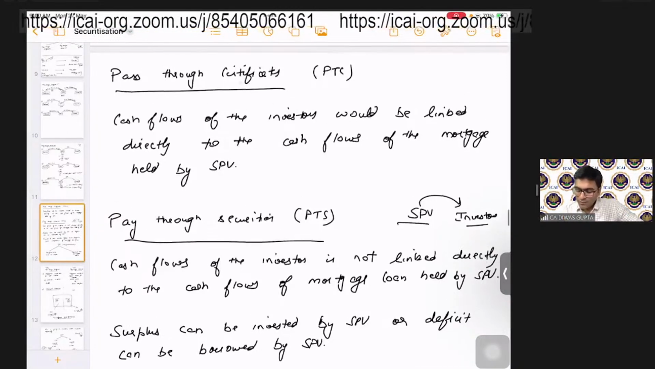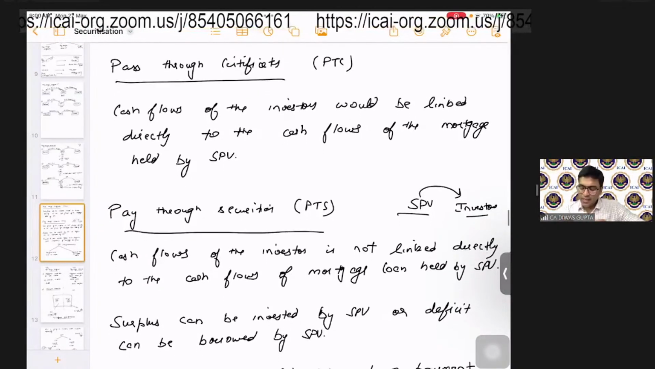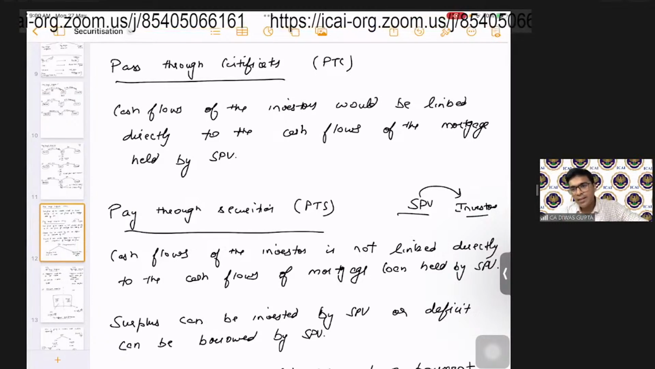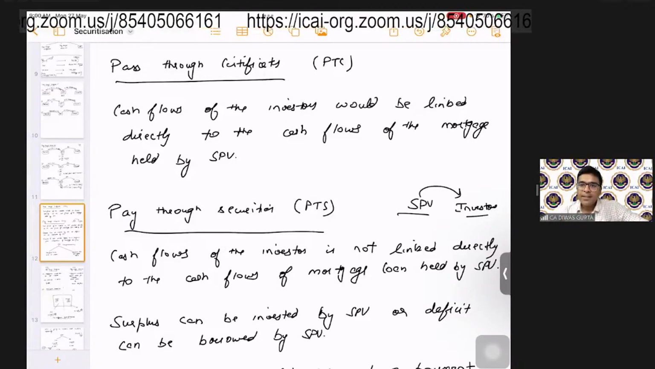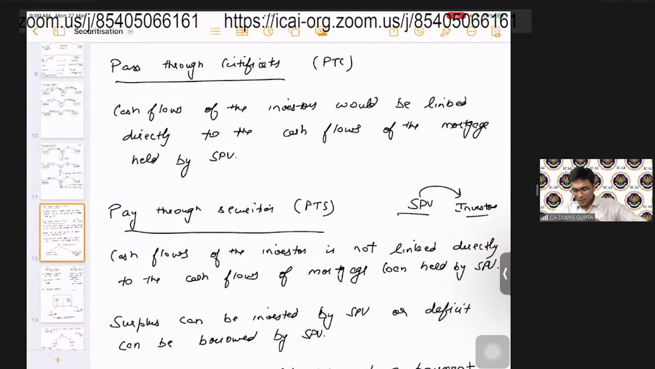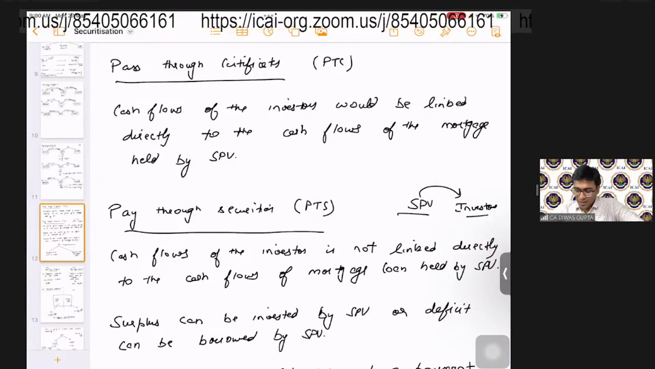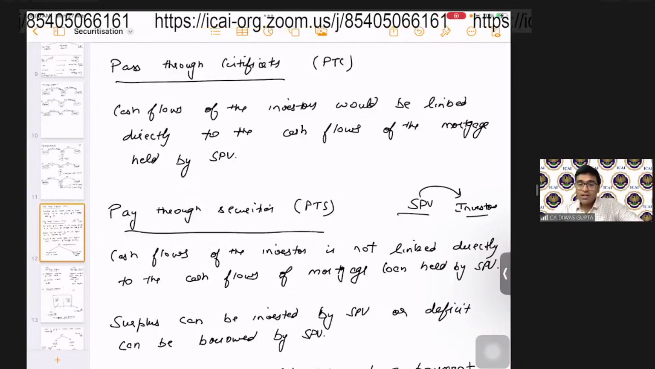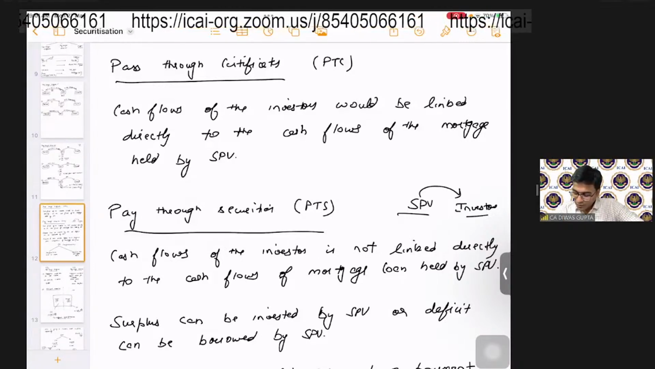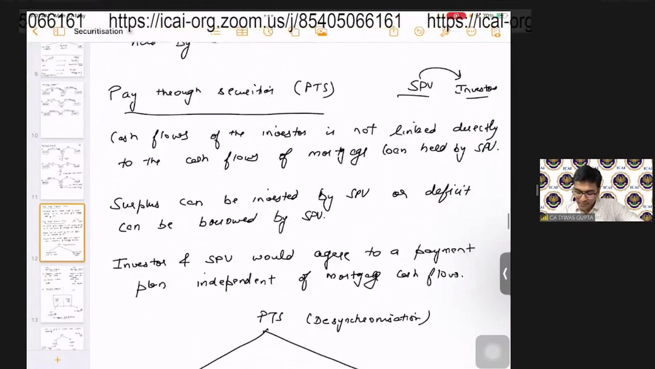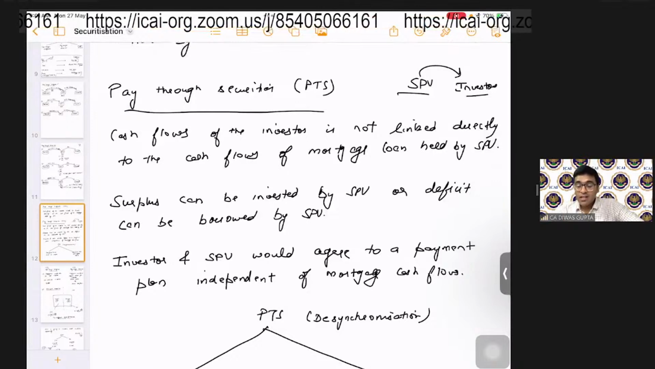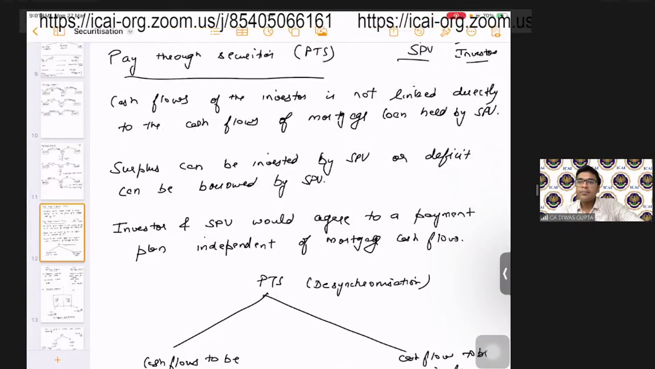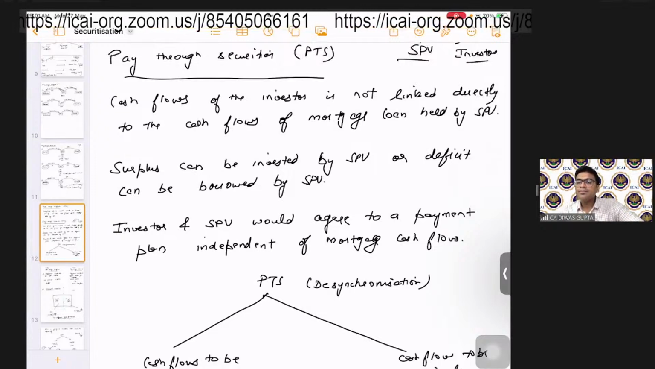Now, this is the theory on PTC and PTS. Cash flows of the investors would be linked directly to the cash flows of the mortgage held by the SPV. That is called the pass-through certificate, students. And pay-through securities are where the cash flows of the investors are not linked directly to the cash flows of the mortgage loan held by the SPV. Surplus can be invested by the SPV or deficit can be borrowed by the SPV.